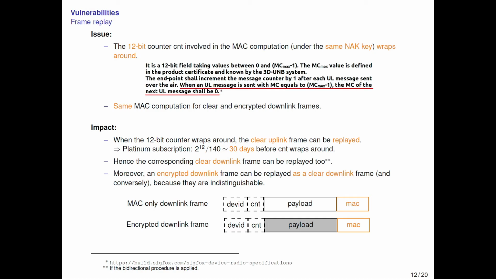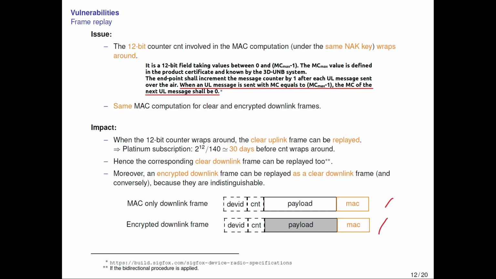These 20 bits correspond to the 8-bit implicit counter and to the 12-bit explicit counter. However, the downlink frame depends only on the 12-bit explicit counter even when encryption is activated. Therefore, a previous downlink frame can be replayed when the 12-bit explicit counter rolls over, even if encryption is activated. This contradicts the argument raised by Sigfox. Moreover, a clear downlink frame is indistinguishable from an encrypted downlink frame. The only difference is that encrypted data takes place in the payload field instead of clear data.